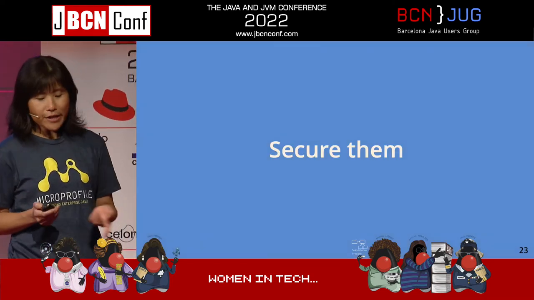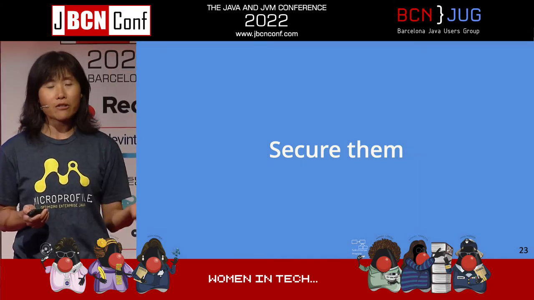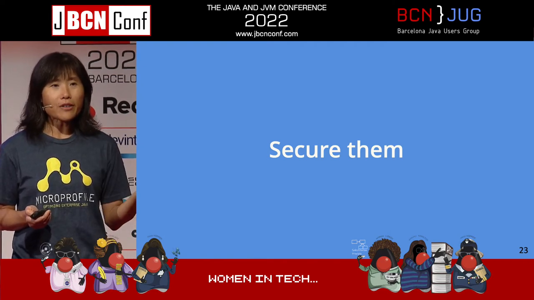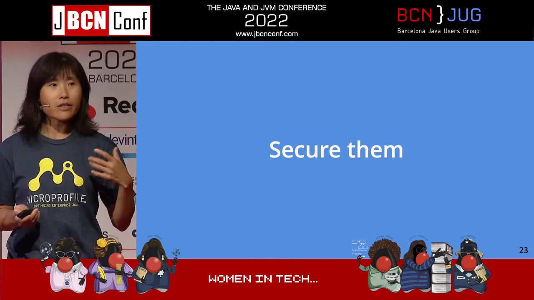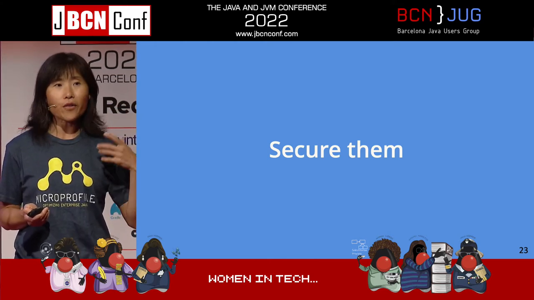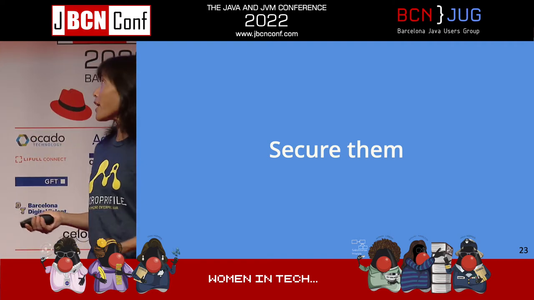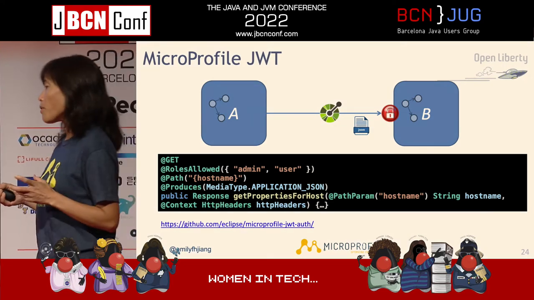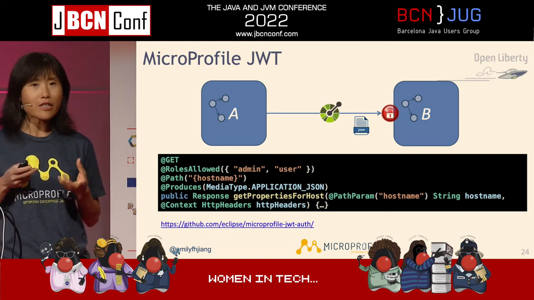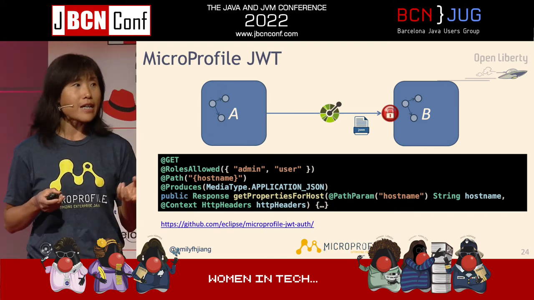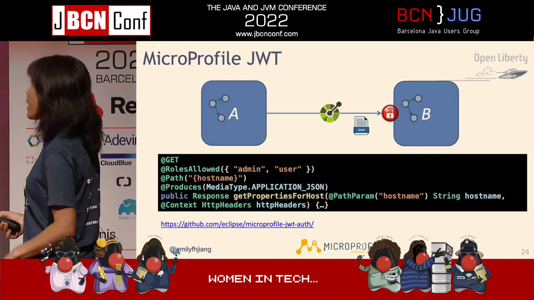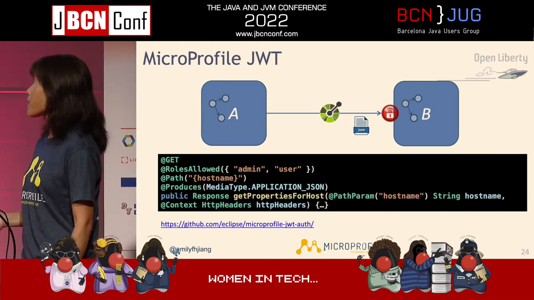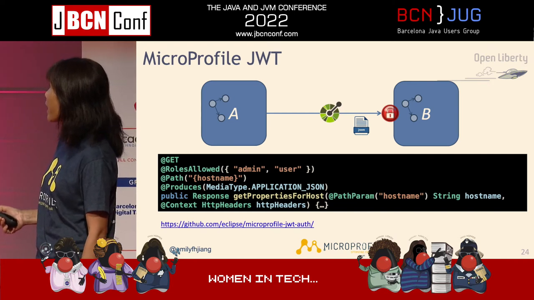Okay, the following thing is about securing microservices. A lot of the time you will need to secure microservices. When we talk about security, immediately we think about OpenID Connect, OAuth, and JWT. There's no surprise here. In MicroProfile, we have MicroProfile JWT. Basically, we build on top of JWT by adding two custom claims. One is user information, the other one is groups. And we also use the Jakarta security roles allowed annotation.